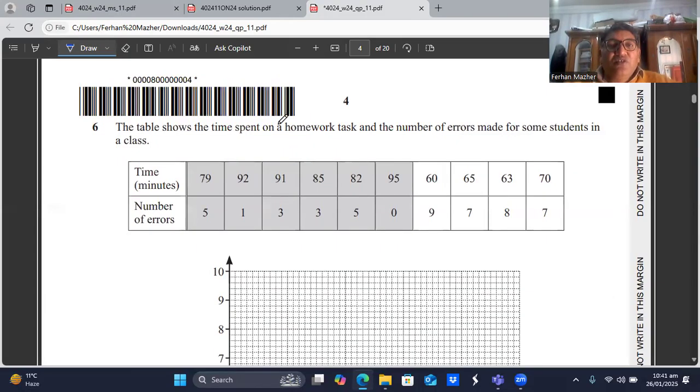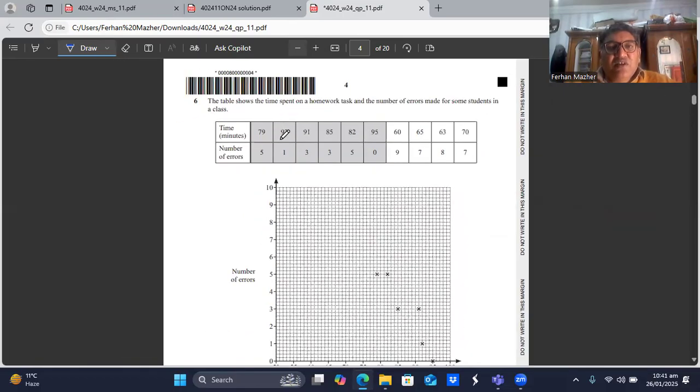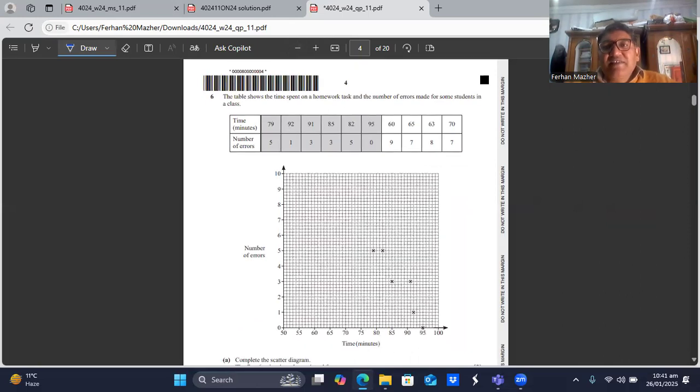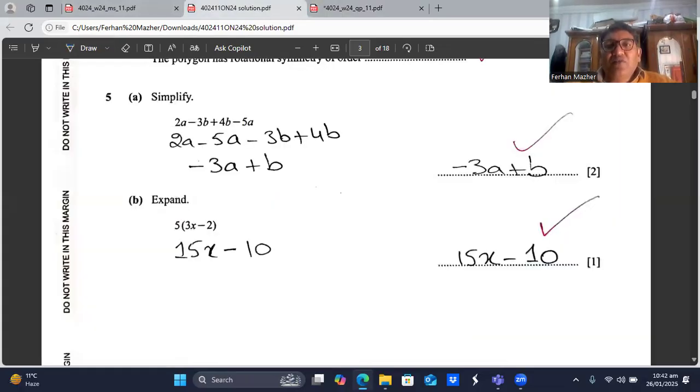Okay, so the question is, complete the scatter diagram. The first 6 points have been plotted for you. You can see these. On the x-axis you will look for 60, and on the y-axis you will plot the points 65 with 7, 63 with 8, and 70 with 7. This is how we are going to plot it.